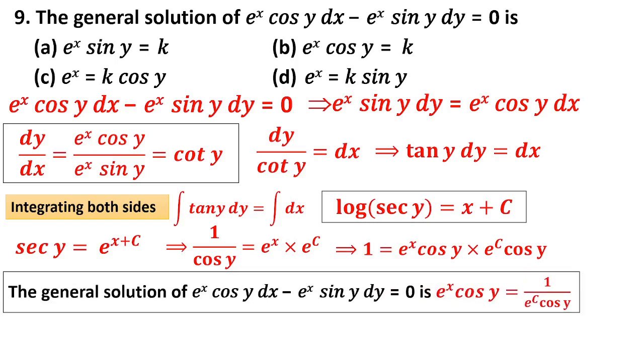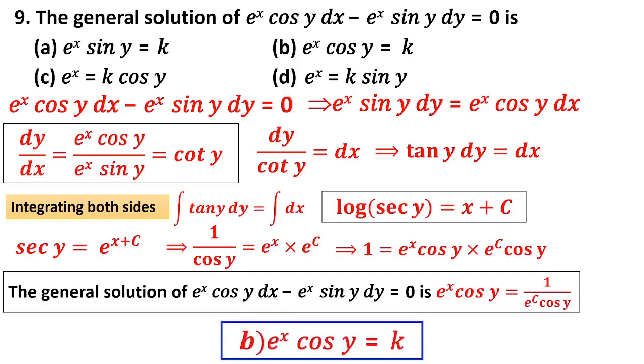Now that e power c cos y can be taken as a constant. Therefore, the final answer is e power x into cos y is equal to k. Now remember, we have to do some changes in the given answer. The constant is e power c cos y, that can be taken as k. 1 upon e power c cos y can be taken as k.